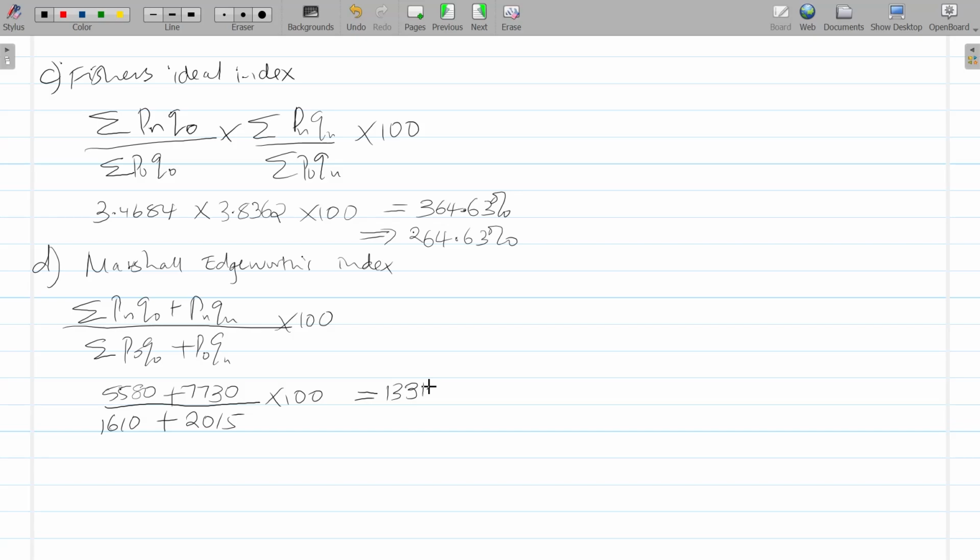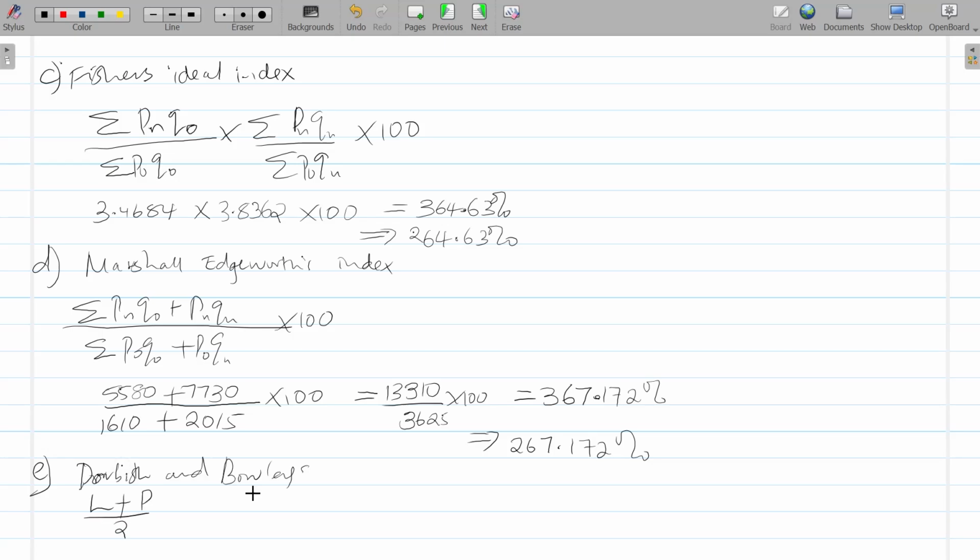So when I computed, I got 13,310 over 3,625. Then multiply by 100, which gave me 367.172%, implying that the price increase of the commodities over the years was 267.172%. That is Marshall-Edgeworth. Then the last one, Dorbish-Bowley.